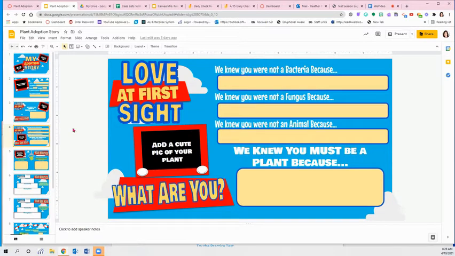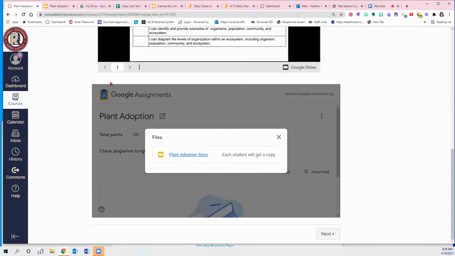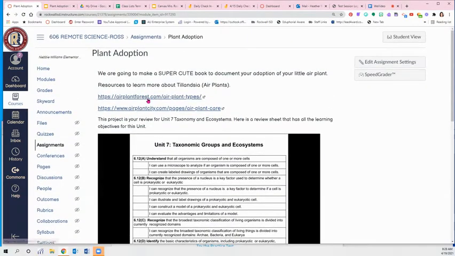And then, what are you? So tell me, how did you know that your plant was not a bacteria? How did you know your plant was not a fungus? How did you know your plant was not an animal? And how did you actually know that it was a plant? What characteristics does your plant have to help you know that it is a plant? So you might have to get some information to actually know what your plant is doing and what its needs are in order to decide why it is actually a plant.